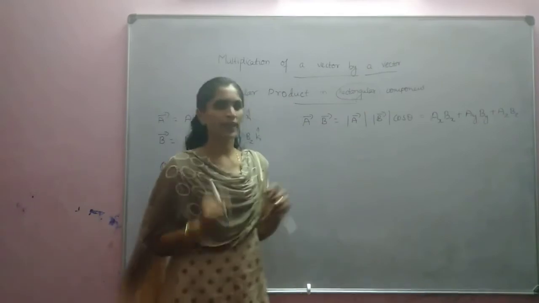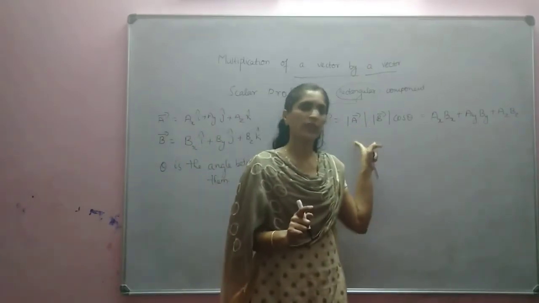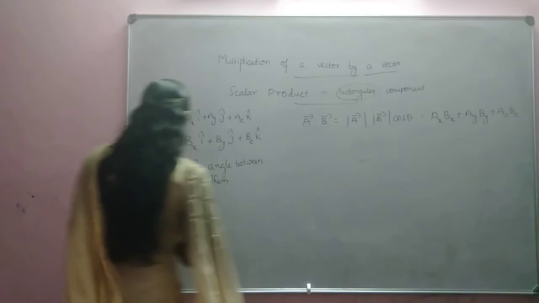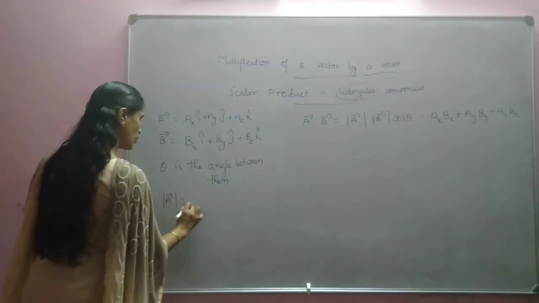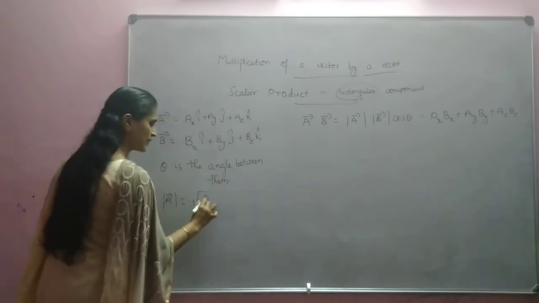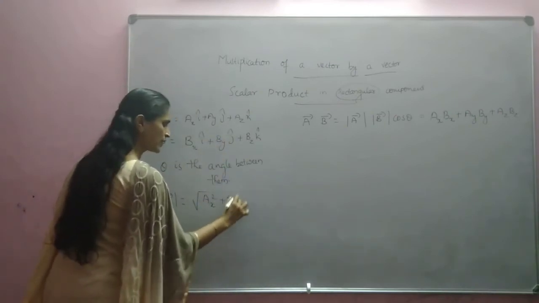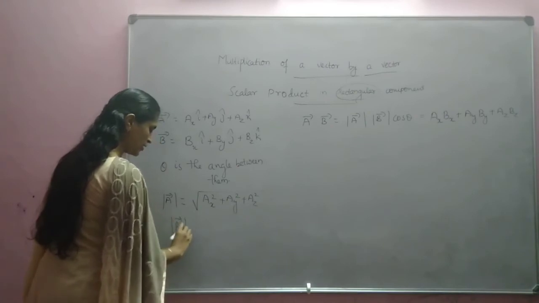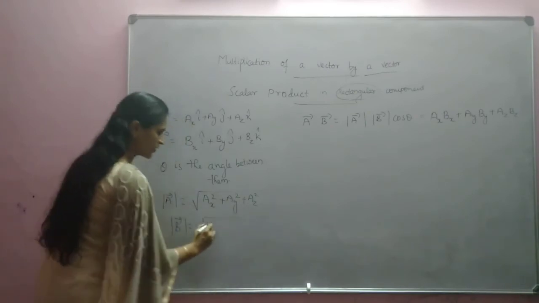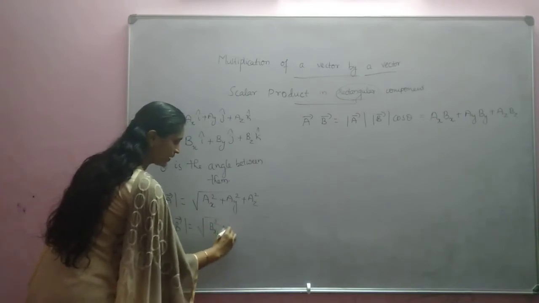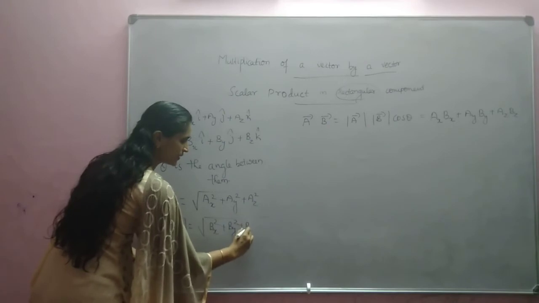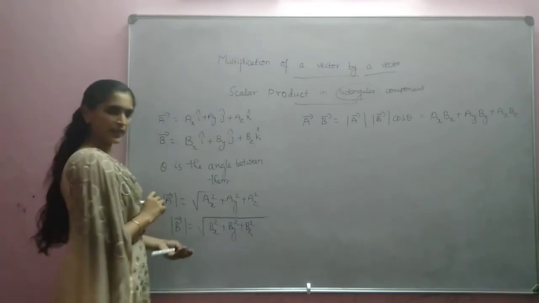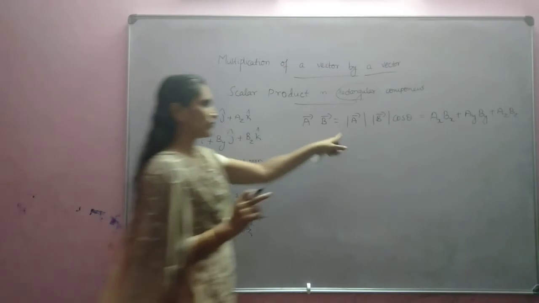Now what we have to find? We have to find the angle between the vectors. Can you find modulus of A? Can you find modulus of B? Only you have to find the angle. It is very simple, no? How to find modulus of A? Modulus of A is equal to square root of Ax square plus Ay square plus Az square. Similarly, modulus of B is given by square root of Bx square plus By square plus Bz square. Okay? Is it clear?